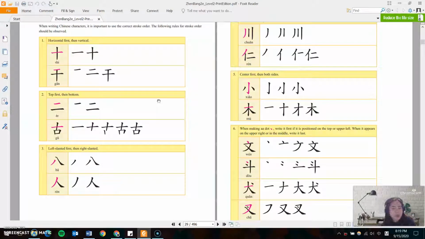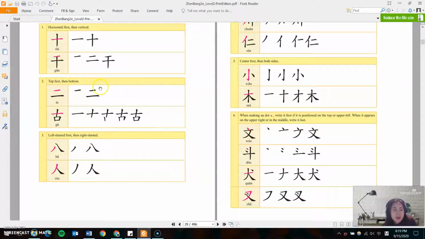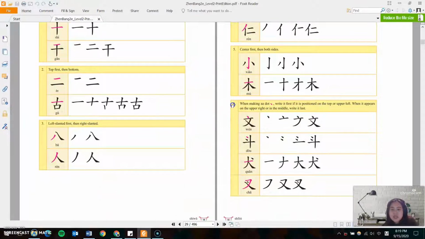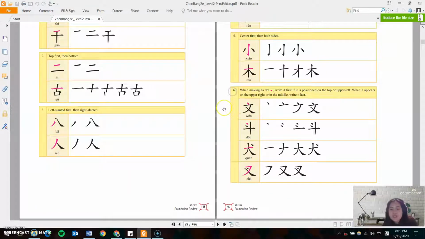Right? Or you can practice writing in your notebook that I suggested that you should all have, okay? Top first, then bottom. 二五: left slanted first, then right slanted. 八人: left first, then right. 川人: center first, then both sides. 小木. And remember, right, everything has proportion.